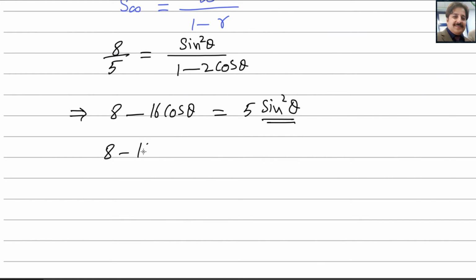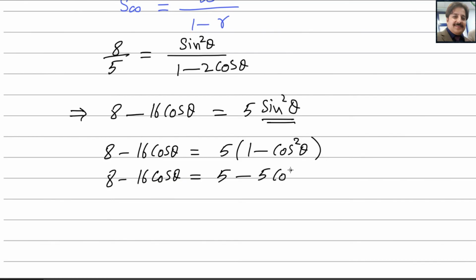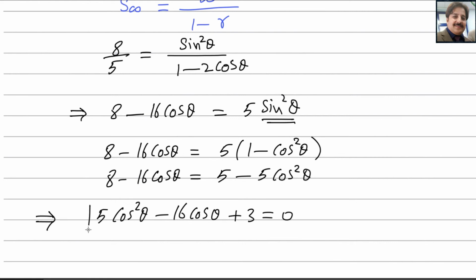So it will be 8 minus 16 cosine theta. We know sine square theta is equal to 1 minus cosine square theta. Expand the bracket: 8 minus 16 cosine theta is equal to 5 minus 5 cosine square theta. Now bring everything to the left side, so it will be 5 cosine square theta minus 16 cosine theta, and 5 subtracted from 8 gives plus 3. So this is the required result.